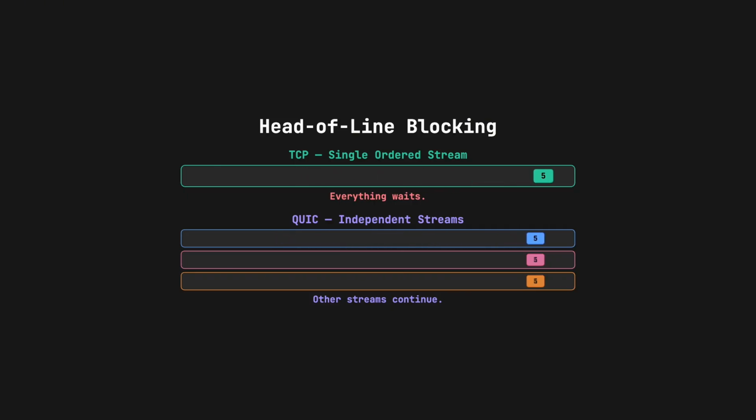QUIC fixes this by making the transport layer itself stream aware. Streams still share one connection, but ordering and retransmission are handled per stream. Lose a packet on stream A, only stream A waits, stream B and C keep flowing.